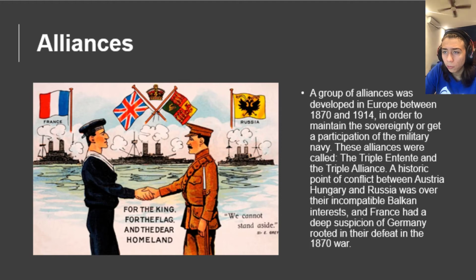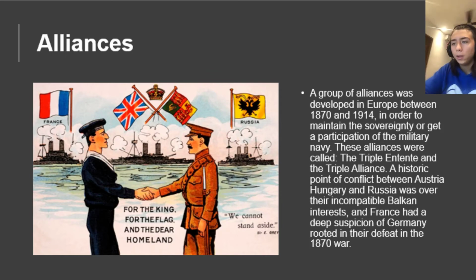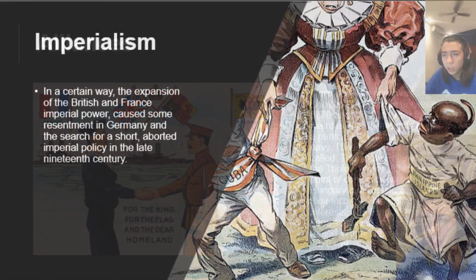A historic point of conflict between Austria-Hungary and Russia was over their incompatible Balkan interests, and France had a deep suspicion of Germany rooted in their defeat in the 1870 war. They had another war before, but it wasn't like a world war. It involved fewer countries. Yeah.